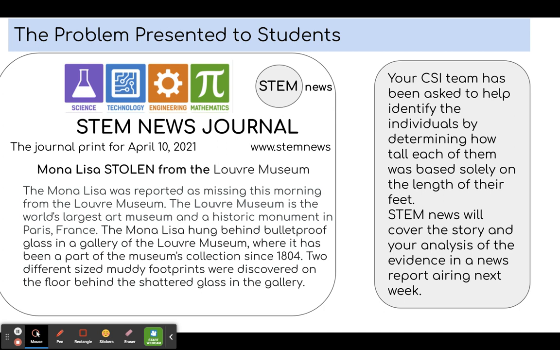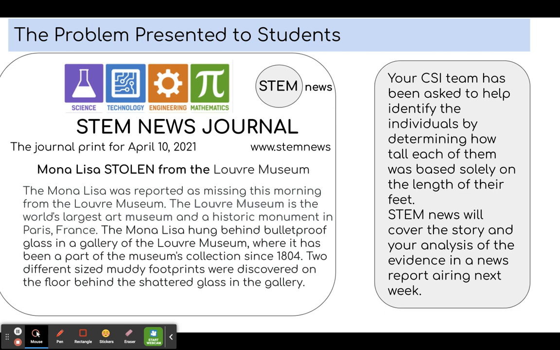The Louvre Museum is the world's largest art museum and a historic monument in Paris, France. The Mona Lisa hung behind a bulletproof glass in a gallery of the Louvre Museum, where it has been a part of the museum's collection since 1804.